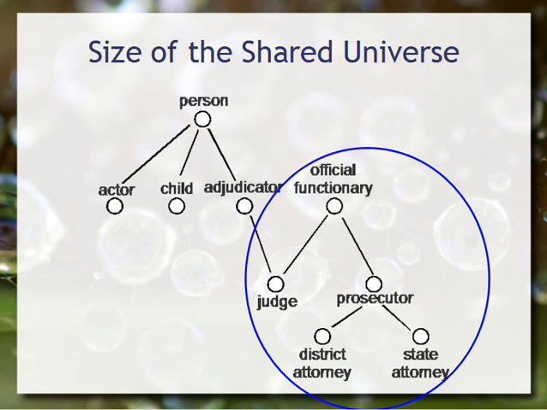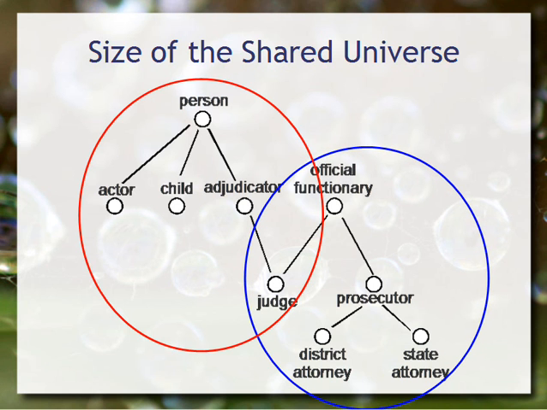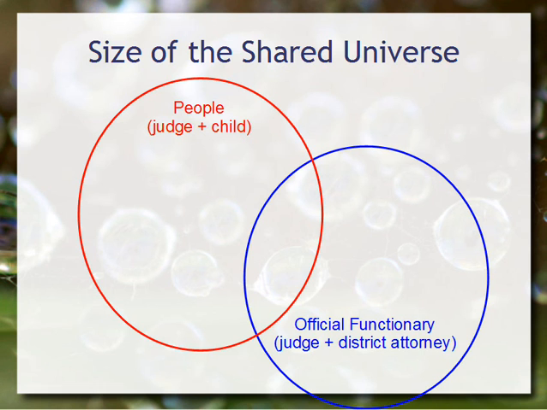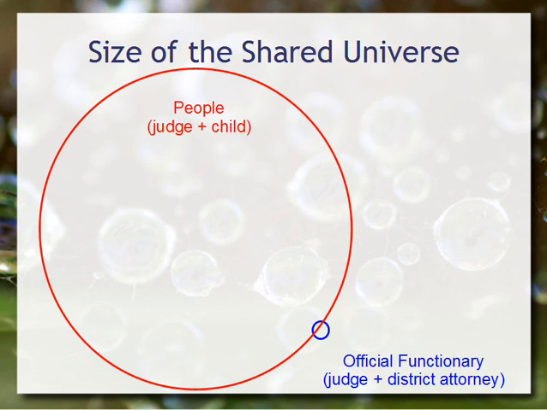So Resnik proposed a solution in which you may imagine the size of the universe. For example, official functionary, this is a kind of universe of things, right? And this has a size, which is, let's say, all the official functionaries that exist. And this is another universe, which is all persons in the world, okay? So in the ontology, they don't appear like that. But in the real world, if we think of them as sets with sizes, it will be something like that. All persons in the world and the official functionary, okay? For this reason, you consider that judge is more similar to district attorney. Why? Because they share a really smaller world than judge and child, okay?